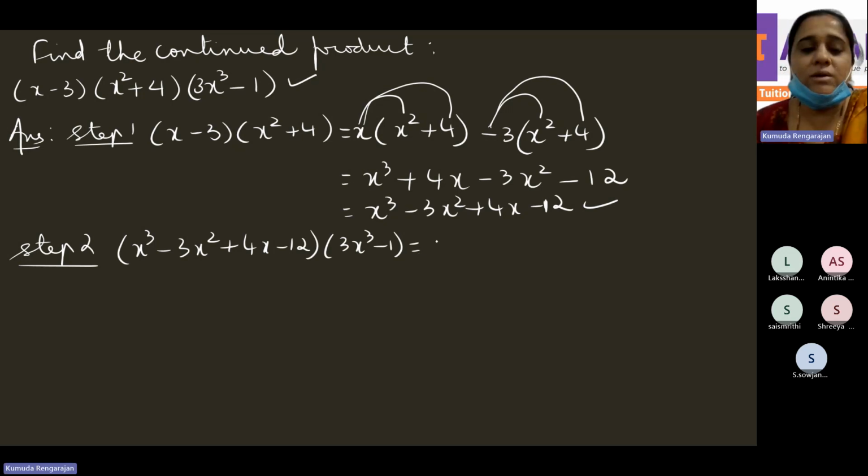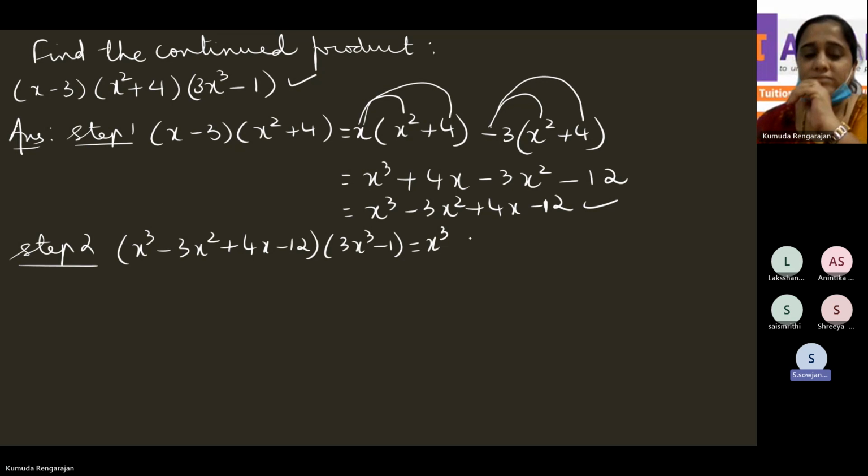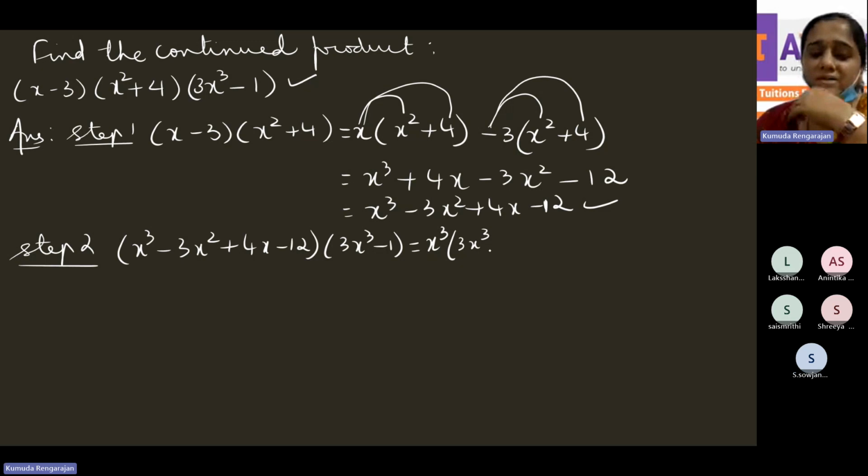Yes. So now what will be the first step? Yes, Saujanya? x cube minus 3x. No. x cube into 3x cube, and minus, bracket. Close the bracket, is it? Yes, ma'am.